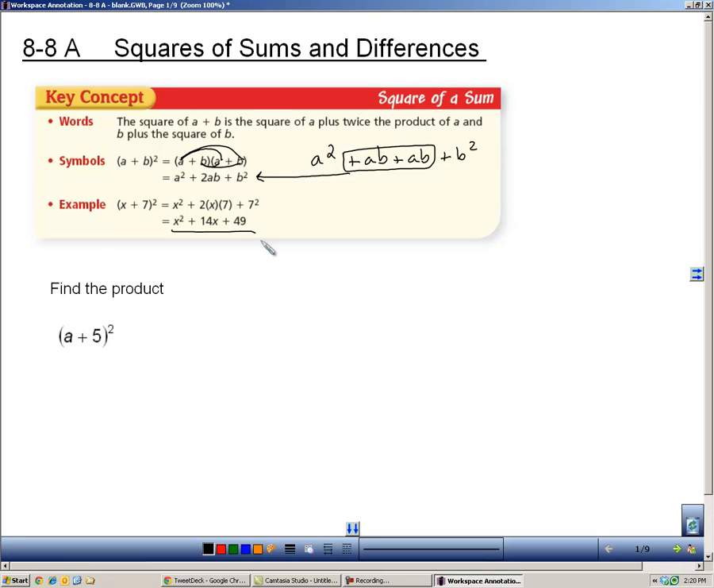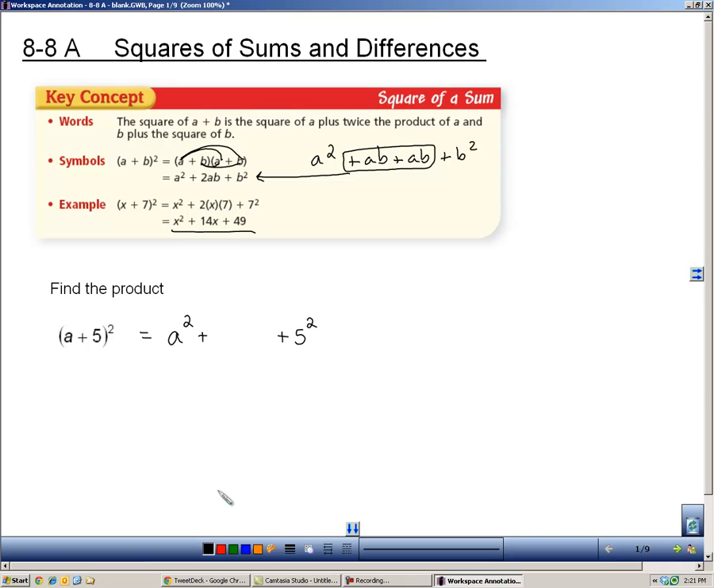It's a special pattern that if you recognize, you can do these very quickly. So let's see if we can recognize the pattern down here. (a + 5) squared. That is a square of a sum. And according to the pattern up here, I can take the first term and square it. I'm going to go to the end, take the last term, and square that. I'm going to put 2 plus signs in the front and the back, and that's exactly what the pattern says to do.